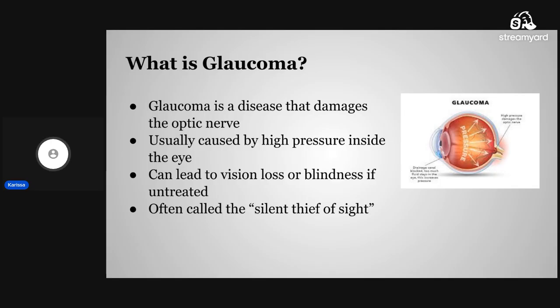So, what is glaucoma? Glaucoma is a disease that damages the optic nerve in the eye, and it usually creates high pressure inside of the eye. As you can see in this image right here, it creates a lot of pressure on the inside of the eye. It can lead to vision loss or blindness if it goes untreated for a certain period of time. So if you are showing these symptoms, you should go get checked out immediately so you don't develop blindness or vision loss from that.